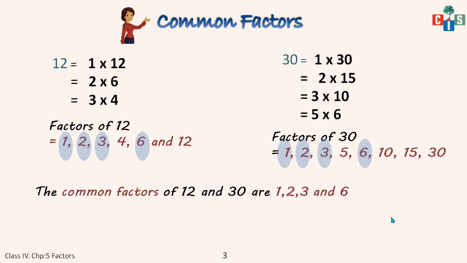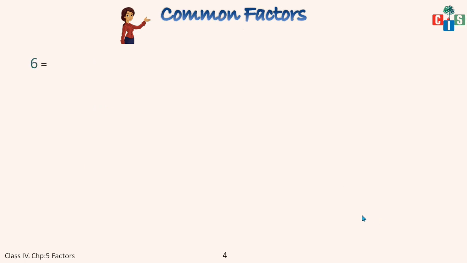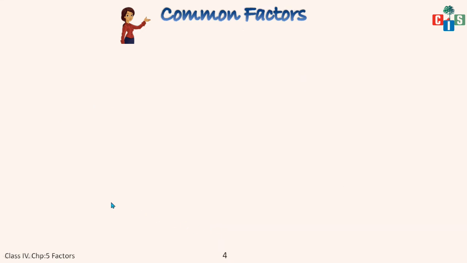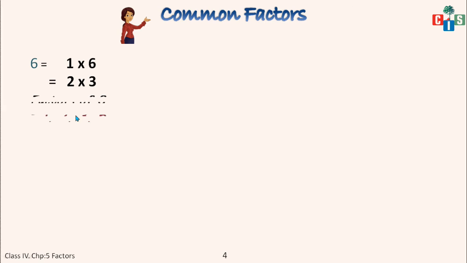Fine. Now let's take other example wherein we have 3 numbers. 3 number में से common factor निकालने हैं. Previously we had 2 numbers 12 and 30. Okay, now we will have 3 numbers. Now let's take one number 6. 6 के तो easily you know what are the factors. Tell me fast. Yes, it is 1 multiplied by 6 and 2 multiplied by 3. That's the only possible factors. So factor of 6 are 1, 2, 3 and 6.